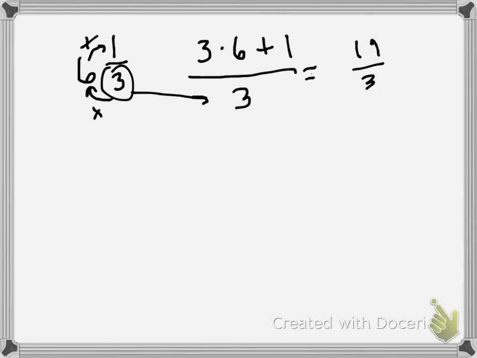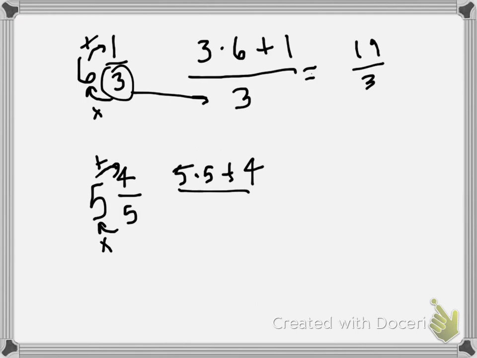Let's do one more. Say we have 5 4/5. We want to change that into an improper fraction. We're going to multiply over here, and then we're going to add up here. So 5 times 5 plus 4, and then our denominator just doesn't change. It's still going to be a 5. So 25 plus 4 is 29.